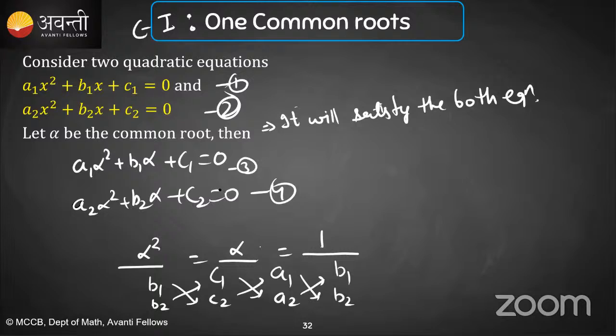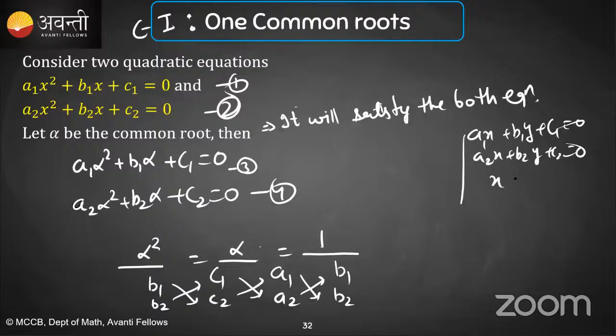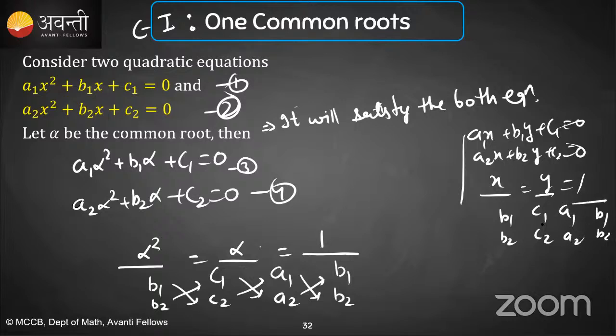Right? Now tell me, students, from the early classes you know how to solve an equation of this kind, right? A1x plus B1y plus C1 is equal to 0, A2x plus B2y plus C2 is equal to 0. How do we solve it? x, y, 1, so B1, B2, C1, C2, A1, A2, B1, B2, right? This is how we solve it, right? So the same procedure I'm doing here.